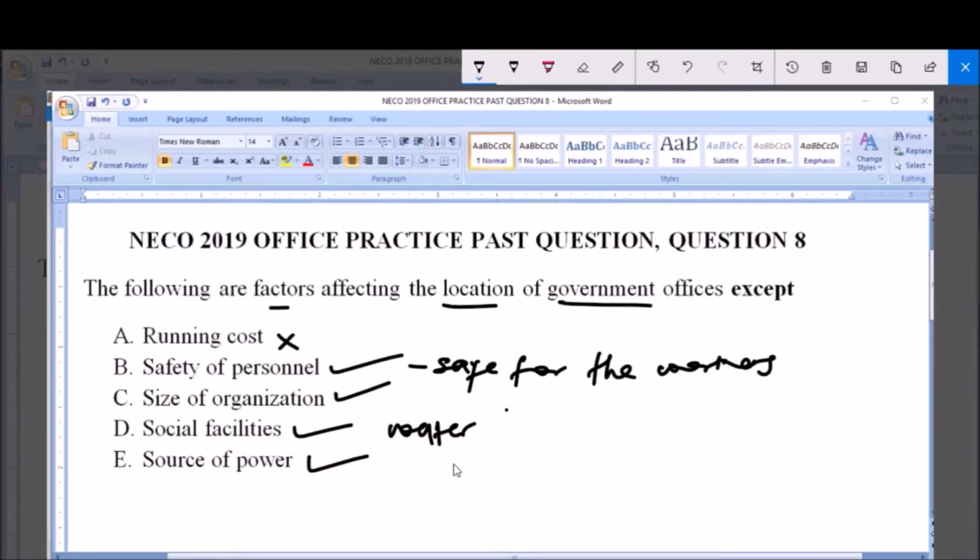So A here is the factor that does not affect. Running costs will not affect the location of government offices. No, it will not. And so A, running cost, is the answer.